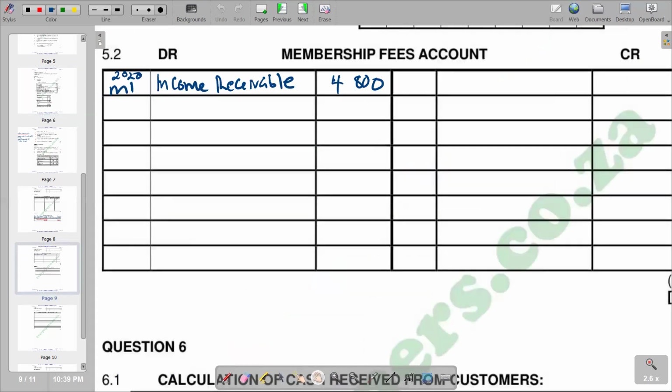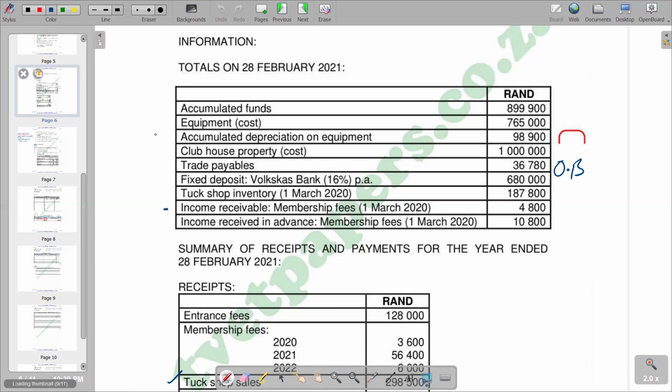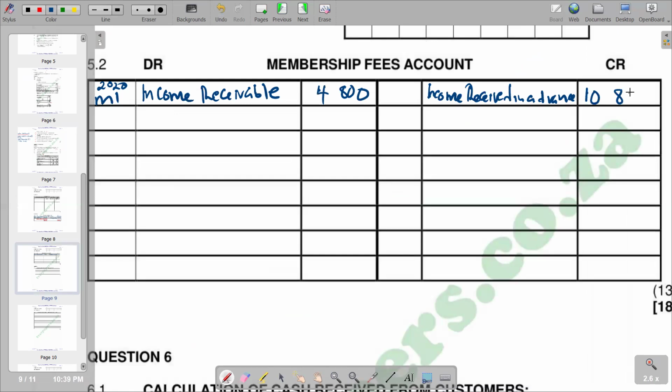So we come here. We say income received in advance. And then the amount that we have is 10,800. And remember, the date is 2020 at the beginning, March 1.